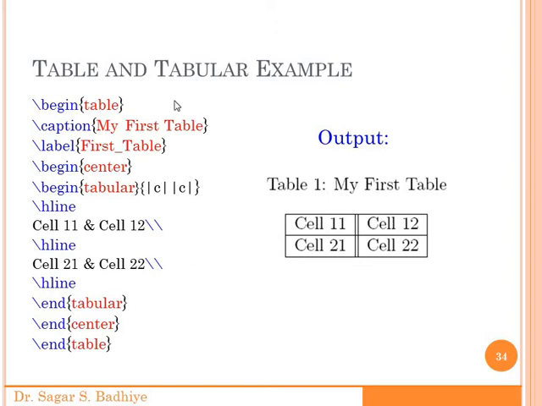So in this way, when we execute this particular command in a report or thesis or any other document class, we get a table like this. We'll look at the execution in TeXLive after looking at the figure environment and table of contents.